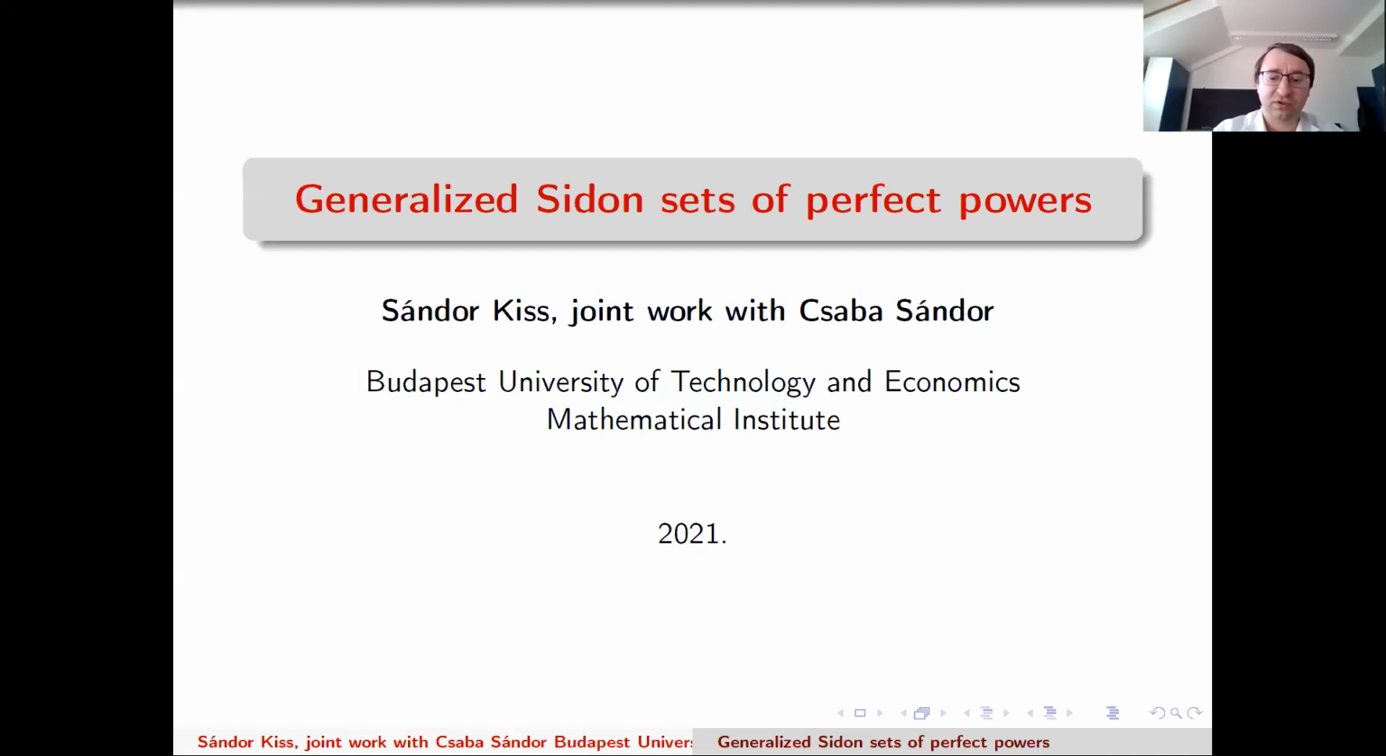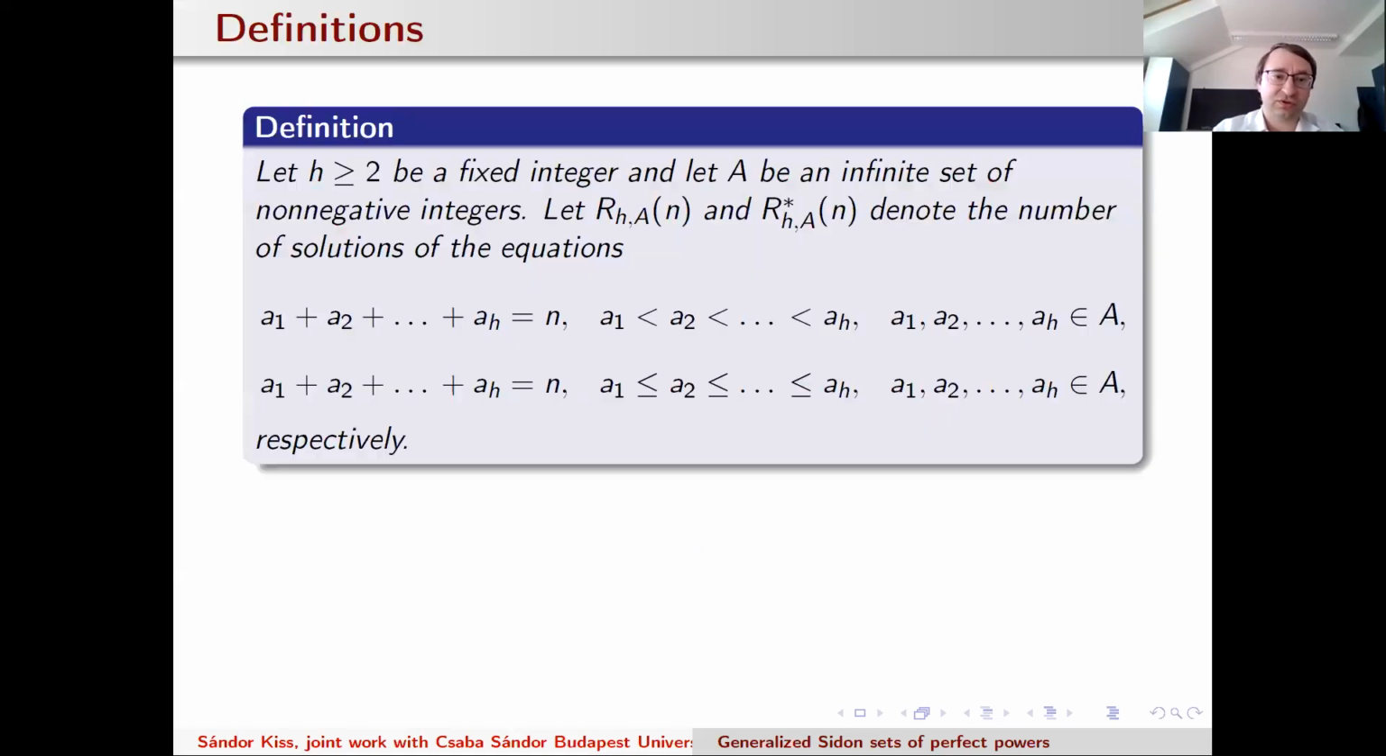First of all, let me define the most important notions we are working with. The first is the additive representation function. Consider a positive integer h, which is at least 2, and an infinite set A of non-negative integers. Then R_h^A(n) denotes the number of representations of a positive integer n as a sum of h distinct terms from the set A, and R star will denote the number of those representations of a positive integer n as the sum of h terms from the set A where equal terms are allowed.